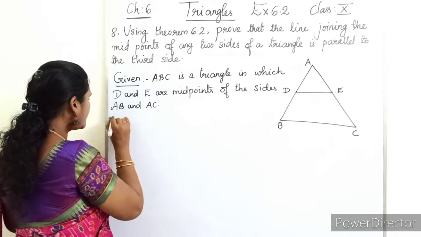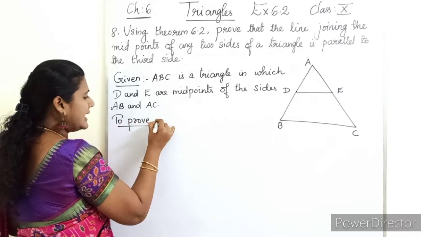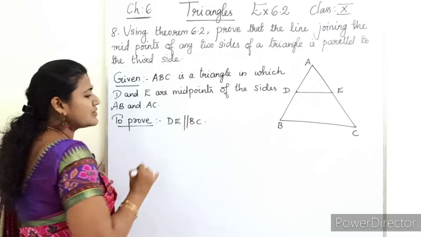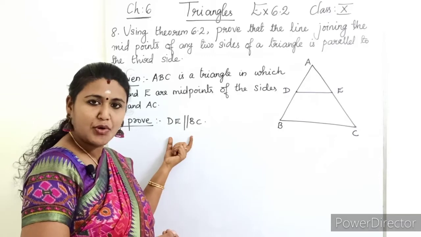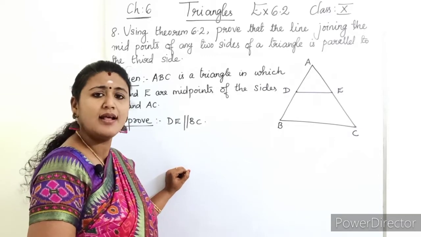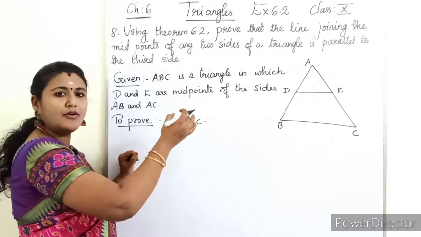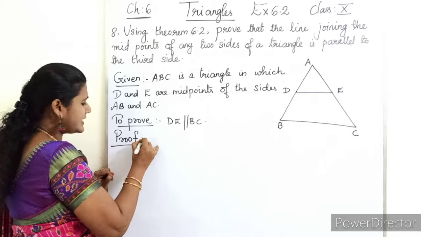Now we have to prove. We have to prove the line DE is parallel to BC. So this is what we have to prove, and we have already studied whenever we want to prove two lines are parallel, we have to use the converse of basic proportionality theorem. Now we will see the proof. How to prove this? Proof we will see.